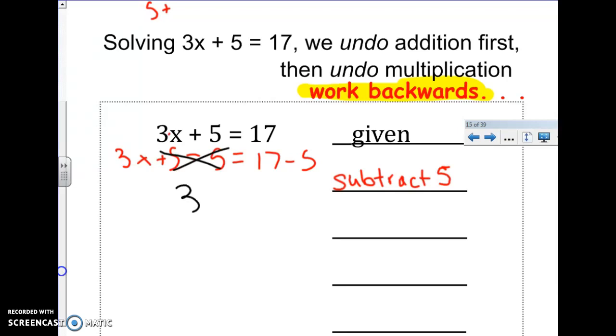And I'm going to bring down 3x this time. And on the other side, I have to simplify, and I get 3x equals 12. So again, all I did on that side was simplify.